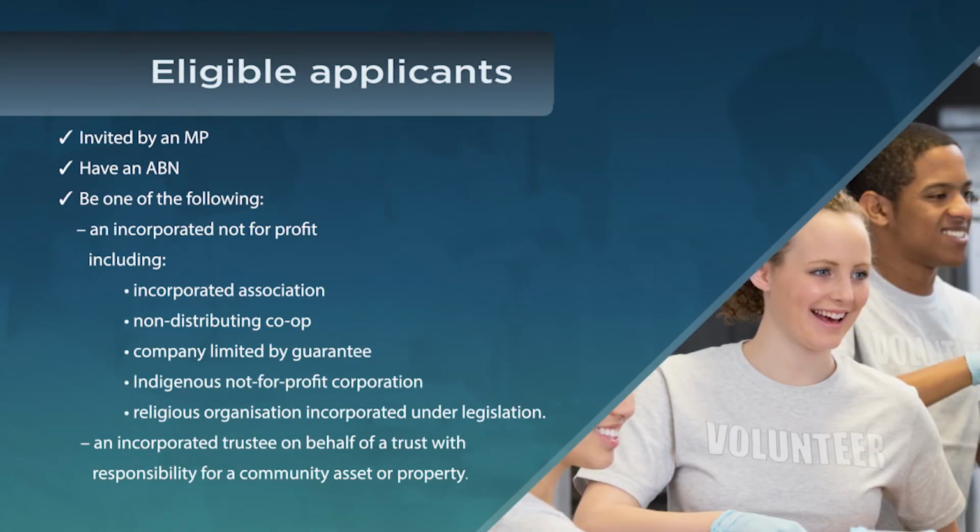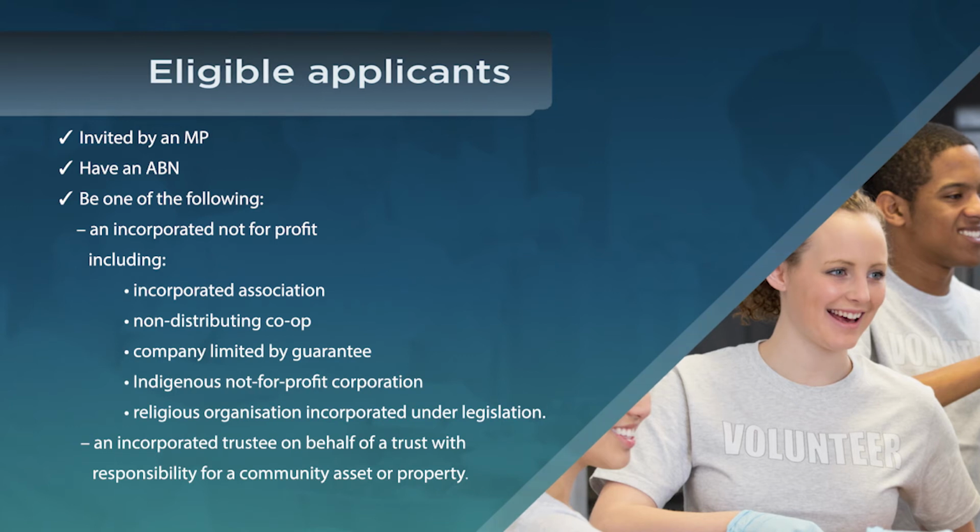Eligible applicants must be invited to apply by their local MP, have an Australian business number and be either an incorporated not-for-profit organisation or an incorporated trustee on behalf of a trust with a responsibility for a community asset or property. You'll be required to provide relevant trust documents. Check the grant opportunity guidelines to ensure your community organisation meets the eligibility requirements.